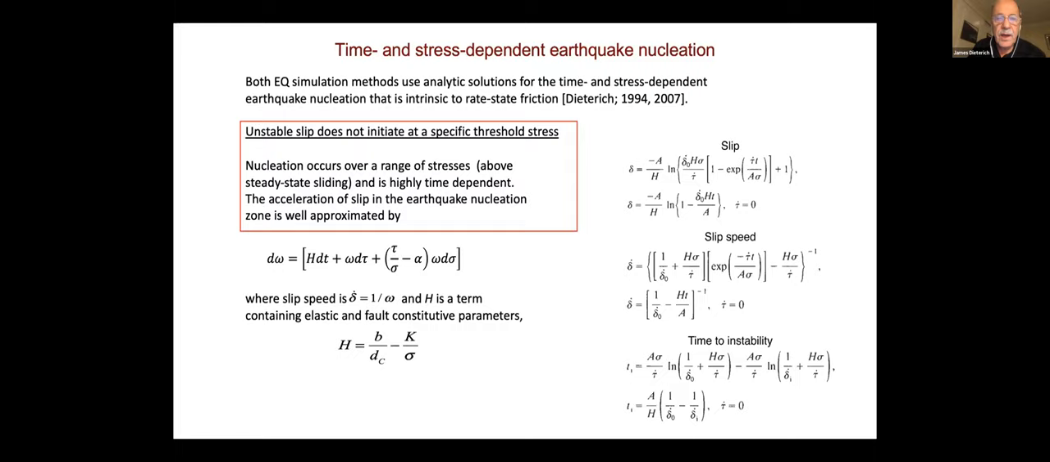I'll mention that with rate state friction, and this is an important point, unstable slip does not initiate at a specific threshold stress. Earthquake nucleation occurs over a range of stresses above the steady state sliding friction. And this representation of this parameter omega, which is inversely proportional to slip speed, gives quite a good representation of the time-dependent and stress-dependent nucleation effects. I won't go through the solutions, but we do have analytic approximations that work quite well.